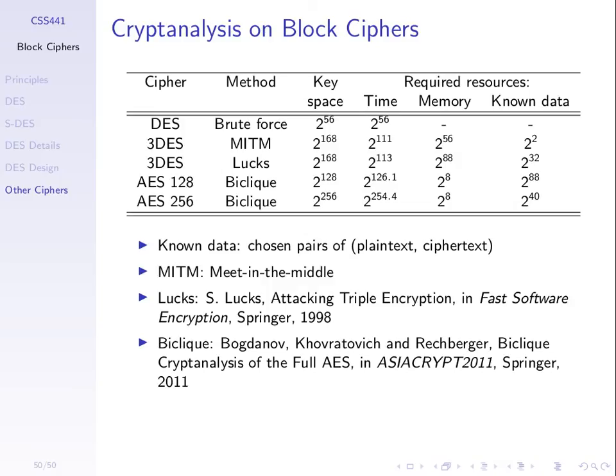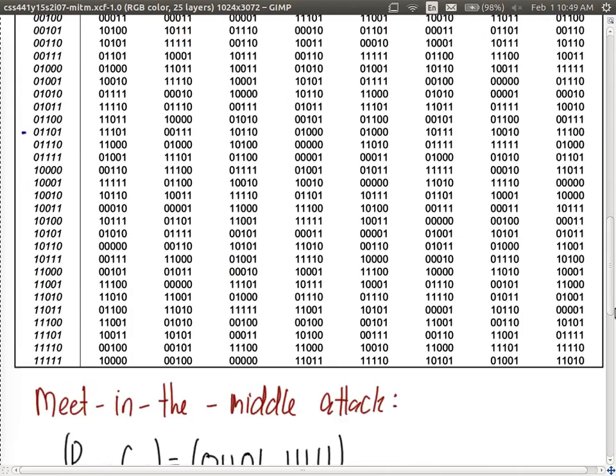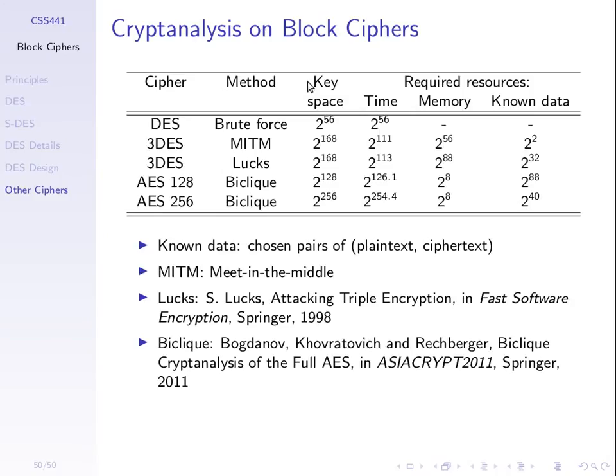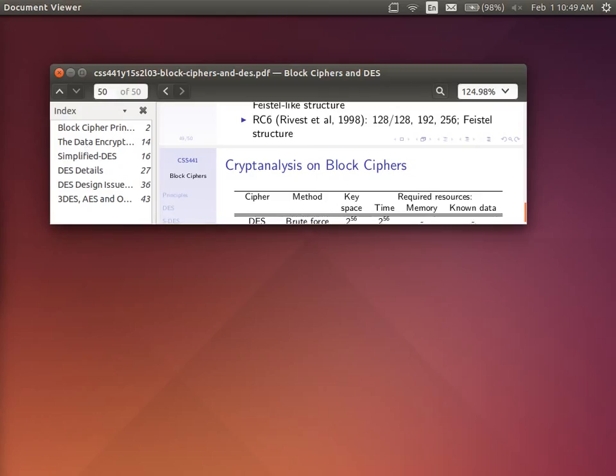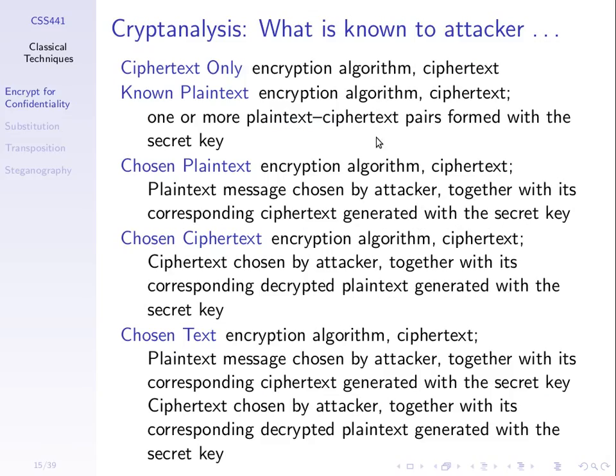The last thing, and it's the slide that we skipped in an earlier topic, is what known data? We can classify what the attacker needs to know. In our attack, we need to know a plain text, ciphertext pair. The attacker actually needed to know two. We always know the ciphertext, that's easy, but we assume somehow we knew the corresponding plain text as well. There are several variations on that, and if we return to one of our first topics on classical encryption techniques, there was one slide we skipped over which is worth mentioning here.